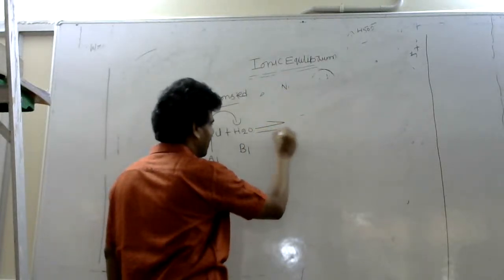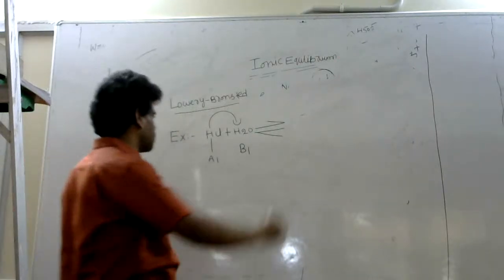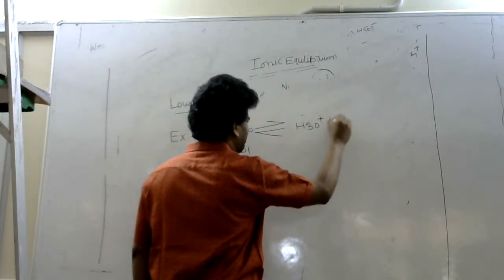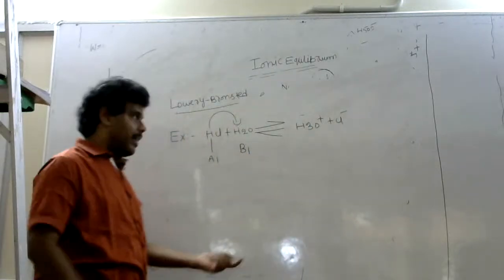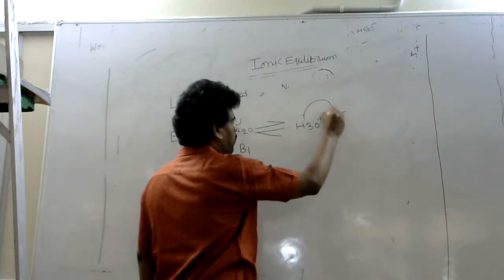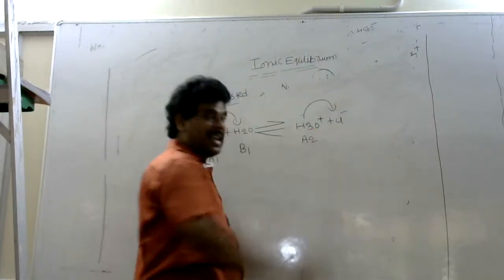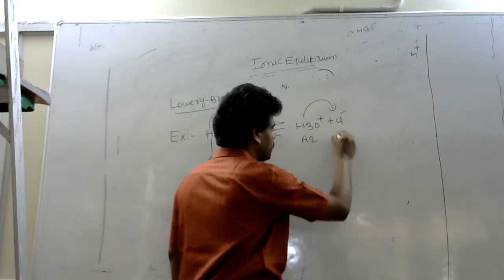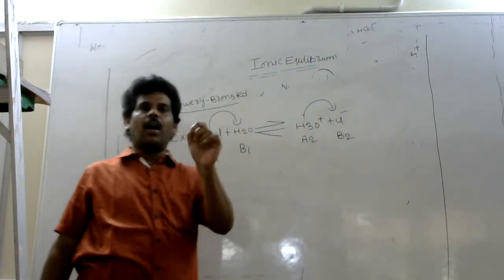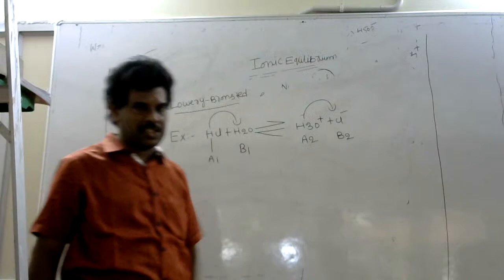This process is discussed in the forward direction; similarly in the backward direction, H3O plus and Cl minus ions react. In the reversible reaction, H3O plus ion donates a proton, so it acts as an acid. Cl minus ion accepts a proton, so it acts as a base. It means all Lowry-Bronsted acid base reactions are reversible reactions.